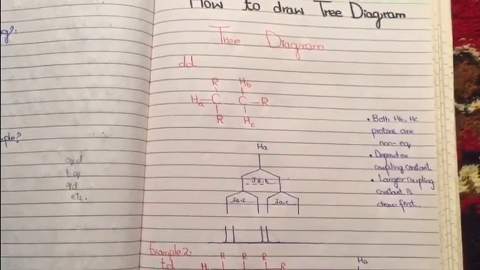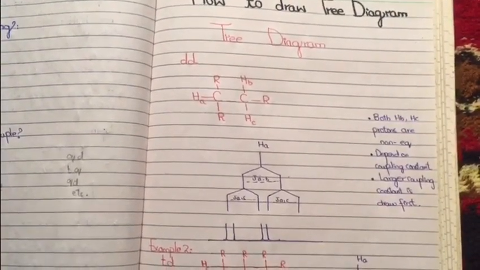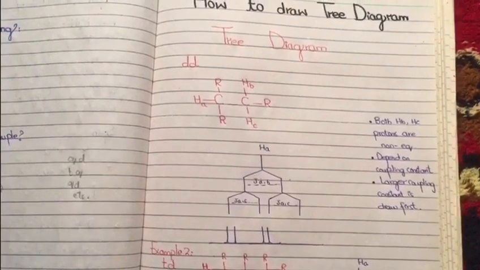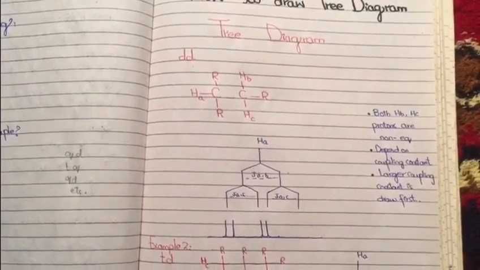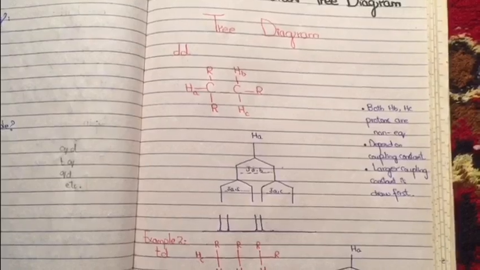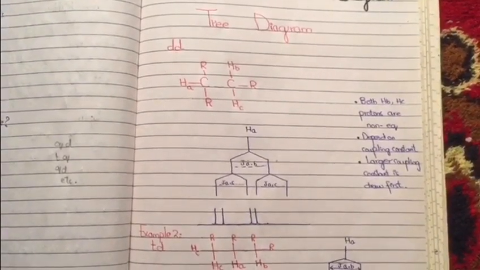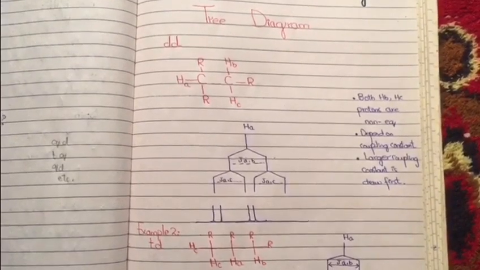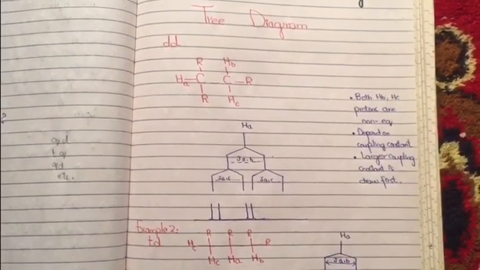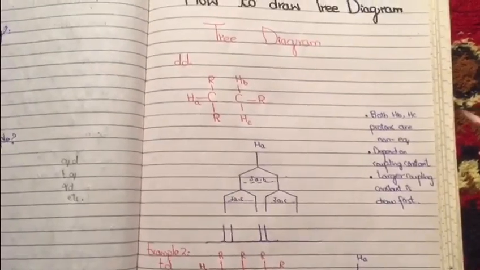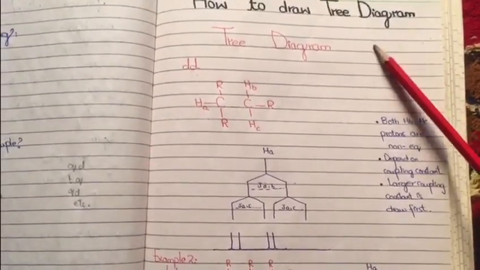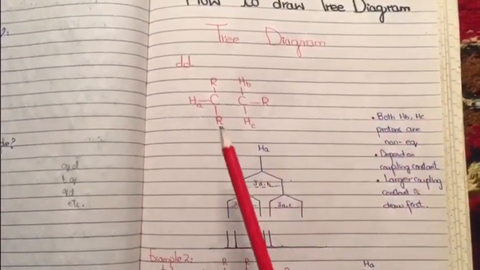In some previous lectures, we have studied about signal splitting and coupling. This lecture is also closely related to the previous one: how we can draw a tree diagram in NMR spectroscopy. This coupling tree diagram helps us to predict the splitting pattern for a signal. It also helps in signal assignment in complex spectra. So, how can we draw a tree diagram, and how can we draw the doublet of a doublet?